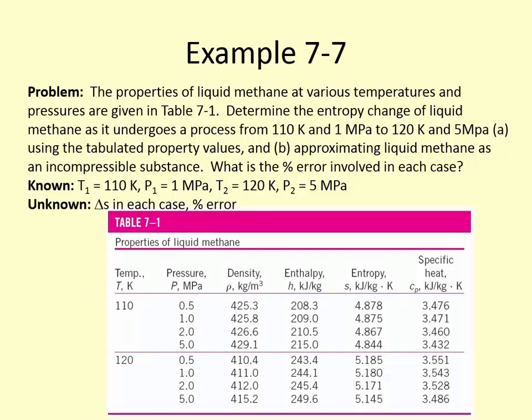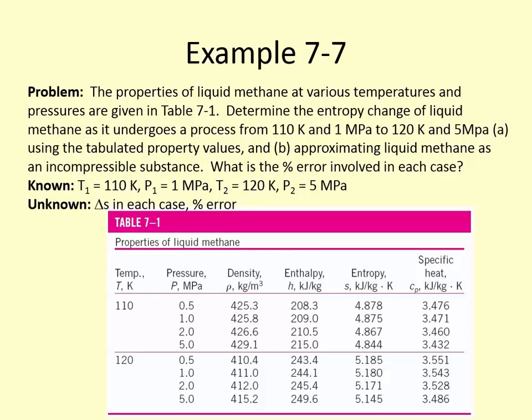Okay, so methane undergoes a process from 110 Kelvin and 1 megapascal, so that's this line here, 110 Kelvin and 1.0 megapascals, to 120 Kelvin and 5 megapascals. So here's 120 Kelvin, here's 5 megapascals. So quickly calculate, using the tabulated values, what is the entropy change of that liquid.